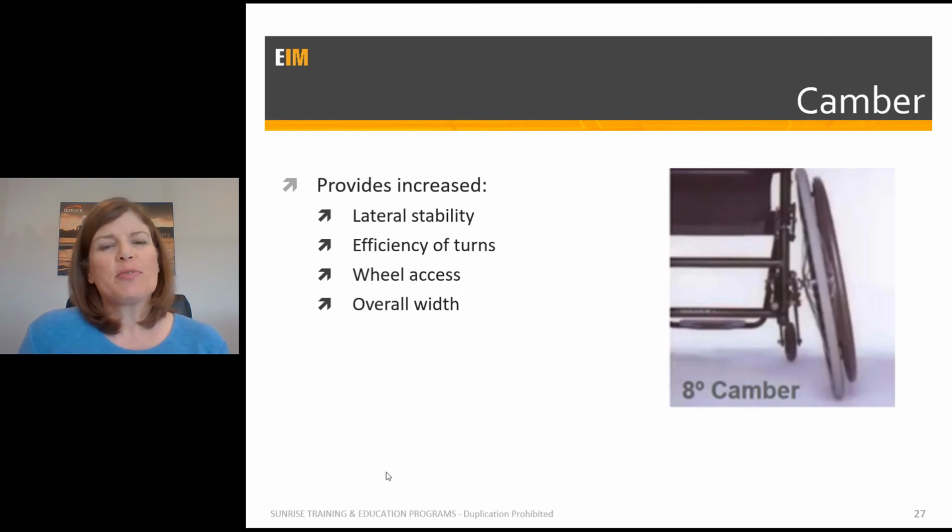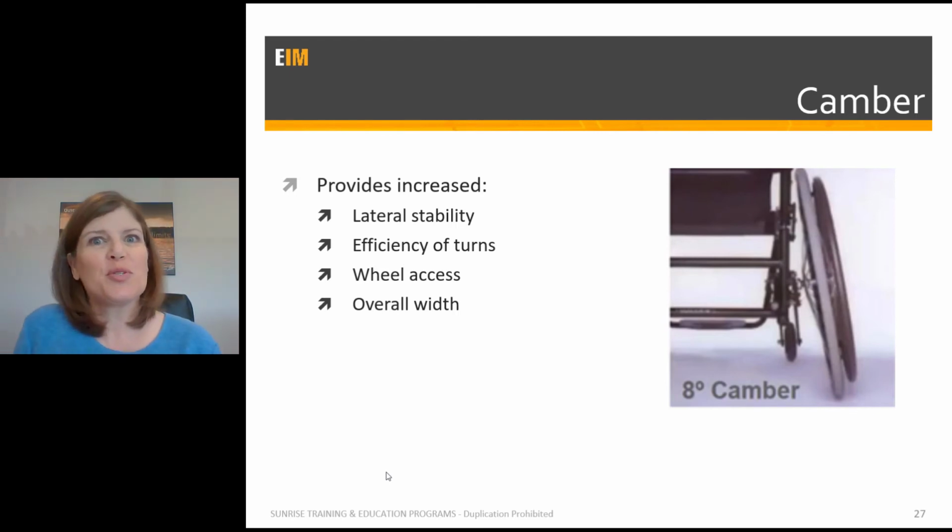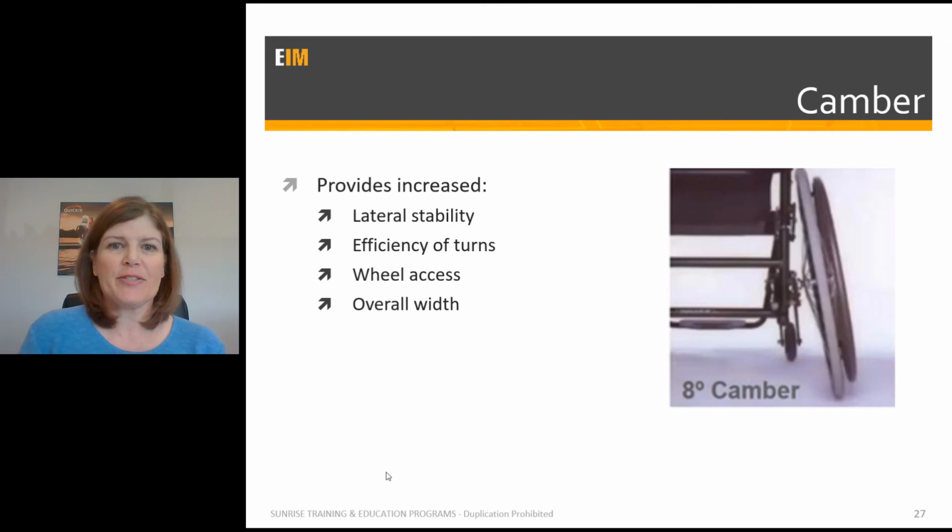Camber can also help in terms of efficiency of turns. Now, in a basketball wheelchair or a tennis wheelchair, you're going to have significant camber because that's going to be required to be able to function and play those sports in those sorts of wheelchairs. But in an everyday wheelchair, perhaps you have 2 or 3 degrees of camber, and that's going to help in terms of some of the maneuverability.